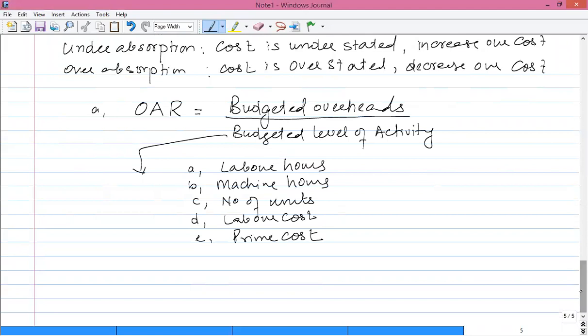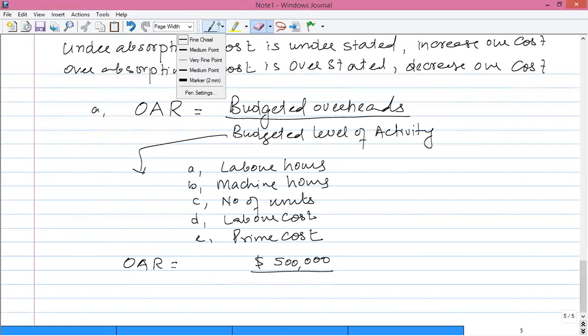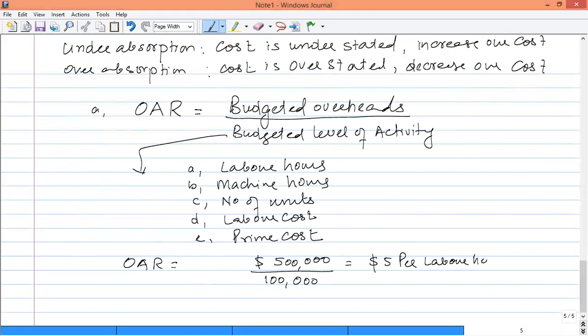So in order to find out the rate, we have to identify what the overheads are, assuming we have 500,000 overheads and we have 100,000 labor hours. So the rate is $5 per labor hour. This is the rate through which we will absorb the overhead cost into product cost.